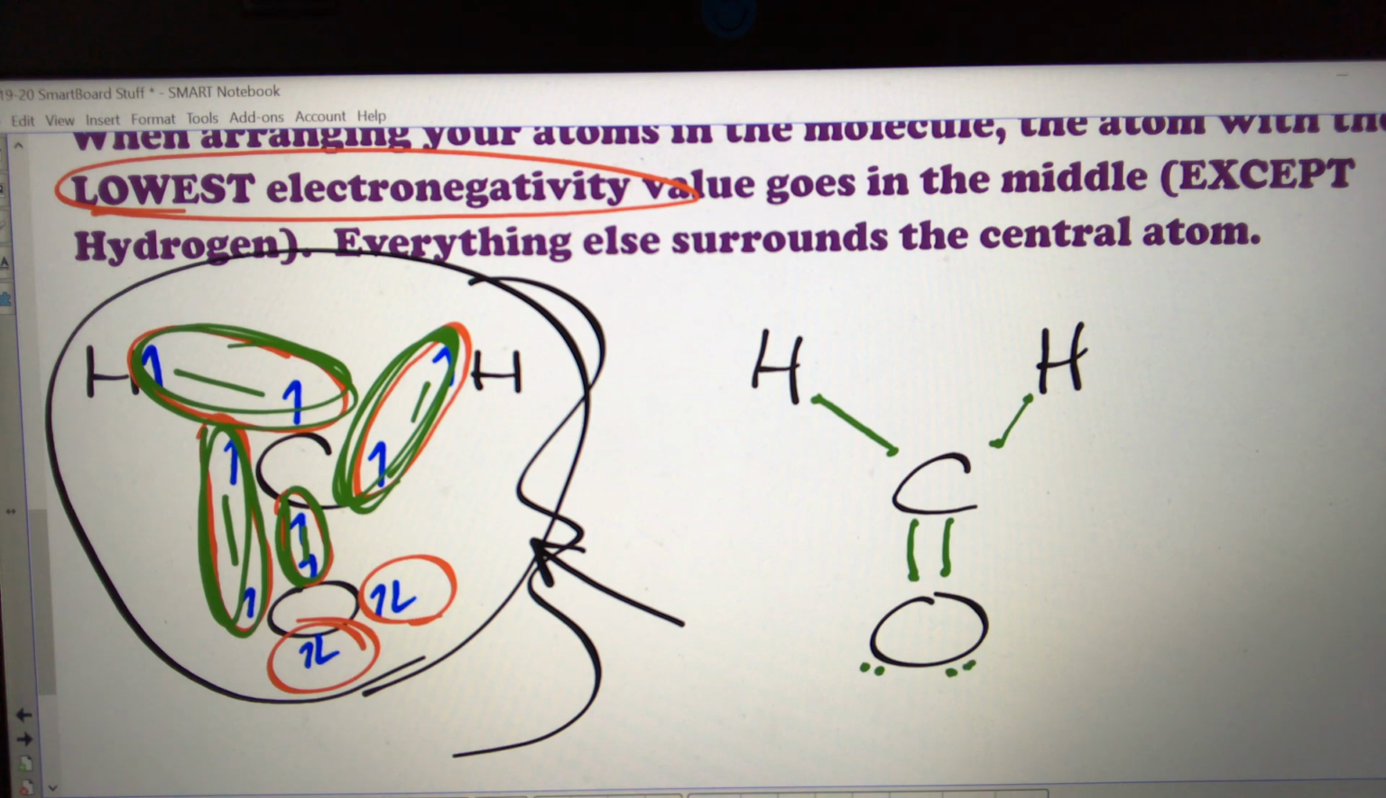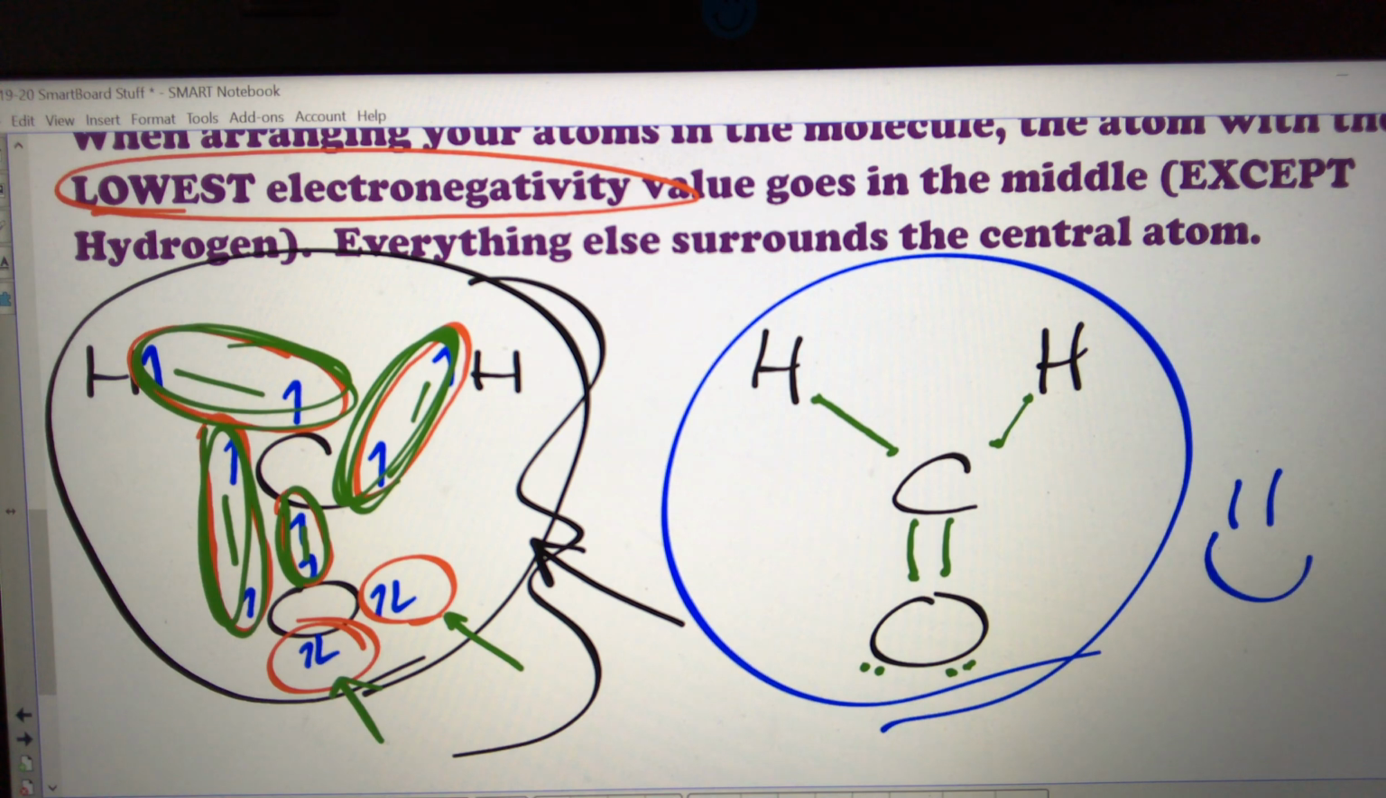Note that here they're in pairs. So we keep them in pairs, all right? Don't just go like 1, 2, 3, 4 all willy-nilly like that. You need to keep them together. And this is correct. And there we go. So that is what's called a Lewis structure of a molecule.